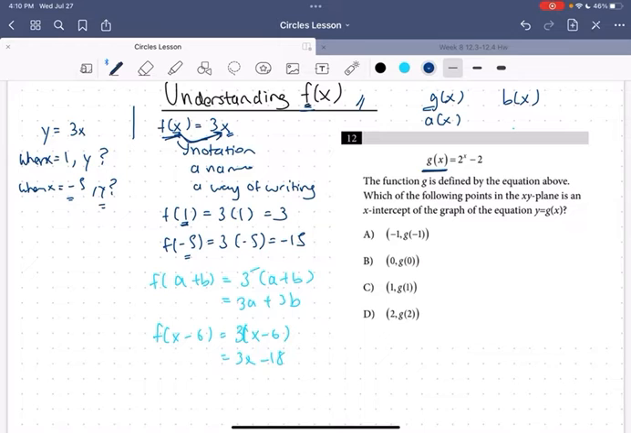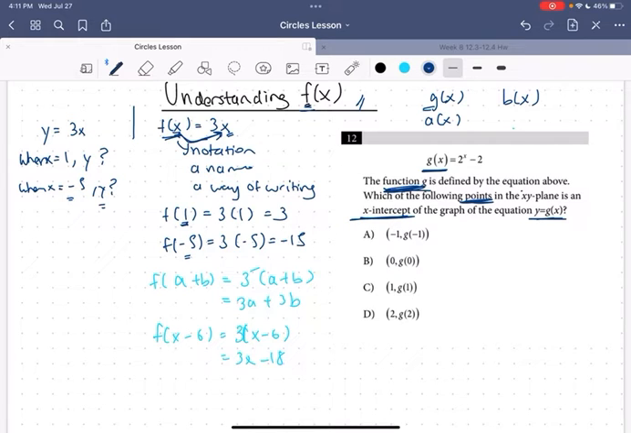The function g is defined by the equation above. It's called a function. This is just names for you to remember. Which of the following points in the xy-plane is an x-intercept of the graph of the equation y equals g of x? I like to underline the parts that are important. So in this case, I'm going to underline x-intercept because that's what we're asked for. Which of the following points? So we're asked for some points, which makes sense if you look at the answer choices. And then it has to be on this equation, y equals g of x.